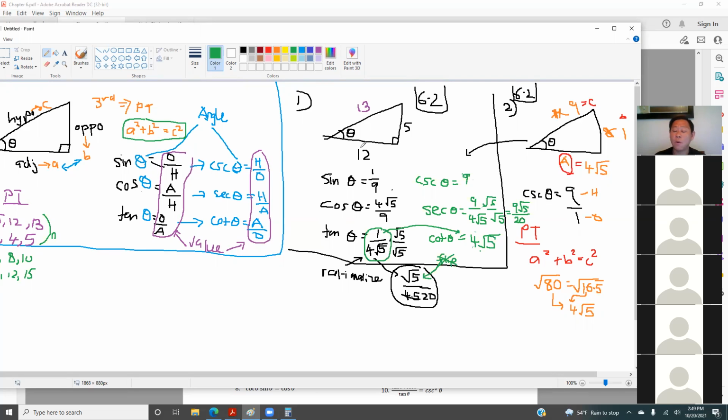Okay. So what I want to point out to you guys is that if you see a root in the denominator, you have to rationalize. Rationalize means you cannot have square root in your denominator. And for the secant, cosecant, cotangent, make sure when you flip the value, you flip the value that has a square root in the denominator, because when you flip it, it goes upstairs. You do not need to rationalize it. Okay. So this is how we do this kind of questions.